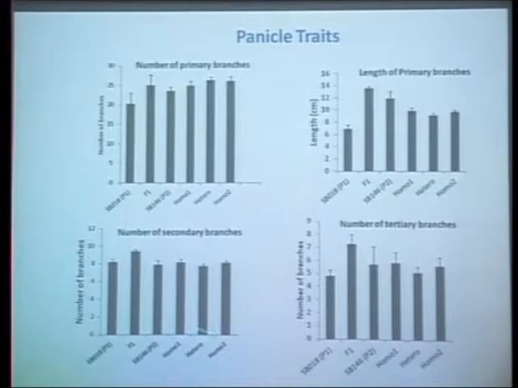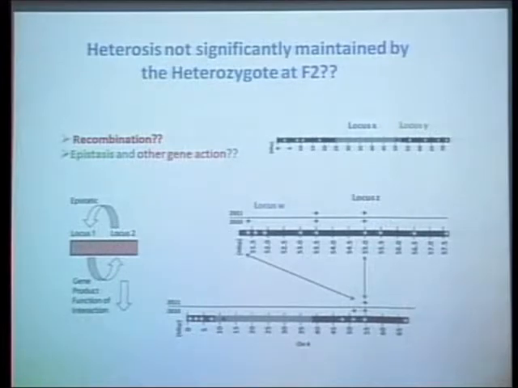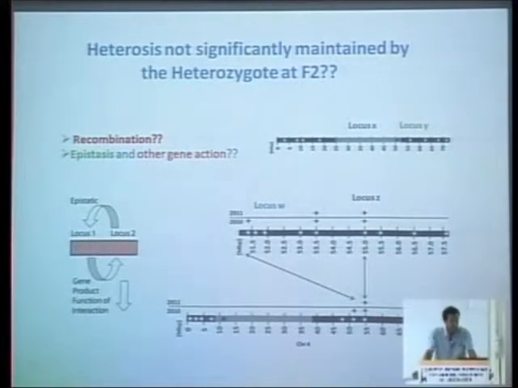Whereas in the three genotypes, there was no variation, again, in primary branch, primary length of primary branch, and tertiary and secondary branch as well. So the question is why most of the F1 heterosis was not maintained in F2 population, or it was only partially maintained in F2 population. So the first reason maybe is recombination.